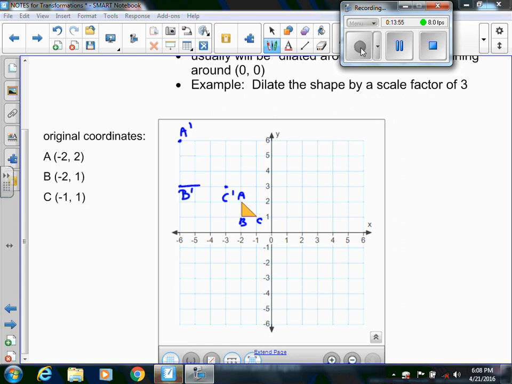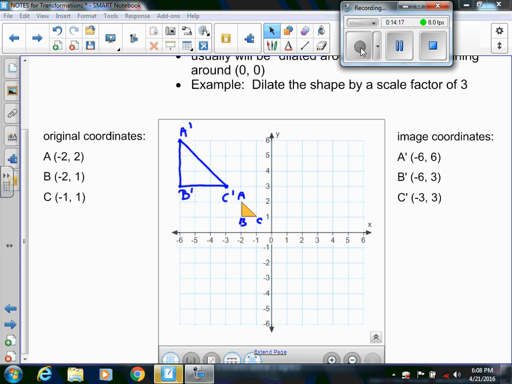So when I connect my dots like this, you can see that it was dilated, meaning it got bigger. Well, actually, excuse me, it could be bigger or smaller. But since it was a scale factor of 3, that means it's going to be getting bigger by a scale factor of 3. So along those lines, that should help you figure out how we got the new coordinates. There's our image coordinates. So see, again, if you can figure out a rule for when you dilate a shape. Think about not only when you enlarge, but also when you reduce. So not only when it gets bigger, but also when it gets smaller.